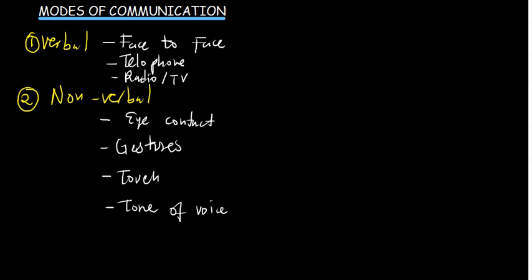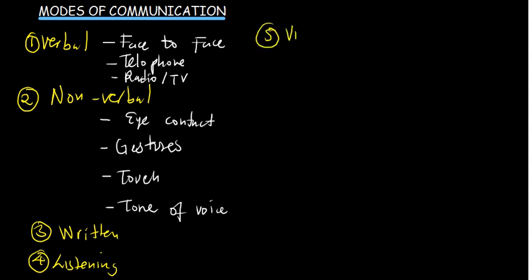Of course, other things that we can talk about when it comes to modes of communication: we can talk about written communication. So we've got verbal, non-verbal, and we can also talk about written communication. This has to do with books and other things. Another mode can be listening, where you are just paying attention to what people are saying. And it can also be visual communication as a mode of communication.